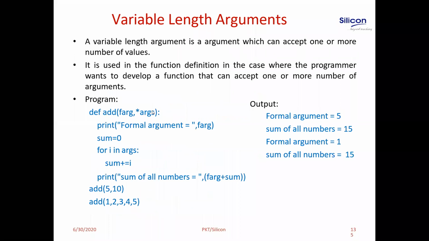So the last one is the variable length arguments. A variable length argument is an argument which can accept one or more number of values. It is used in the function definition where the programmer wants to develop a function that can accept one or more number of arguments. Sometimes the same function may take one argument, sometimes two arguments, maybe 5 arguments. So variable length argument is required. You do not have a fixed number.